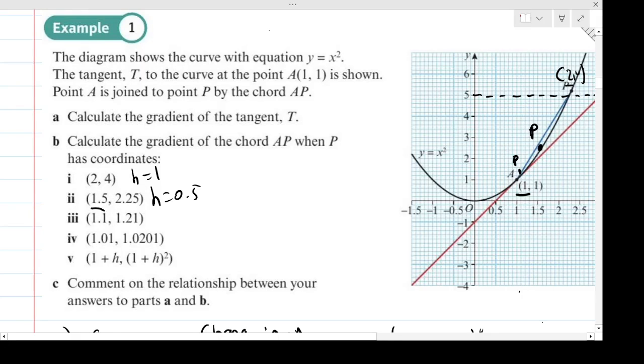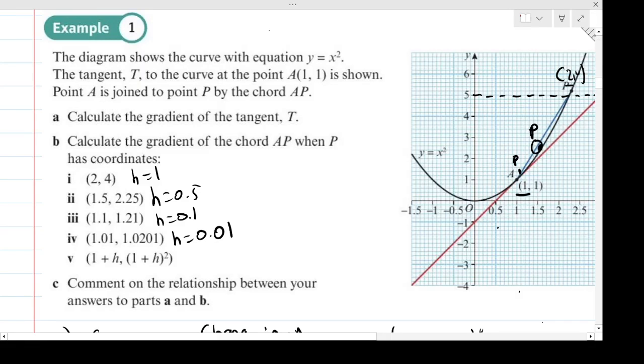Okay, in this third example, h would then be 0.1. So again, you're starting to notice my h is getting smaller, which is basically the distance from A to P, right? It's getting smaller and smaller. The gap between them is closing. And so that h basically is the gap between A and P. And then in this fourth one, h is 0.01, so it's getting even smaller.